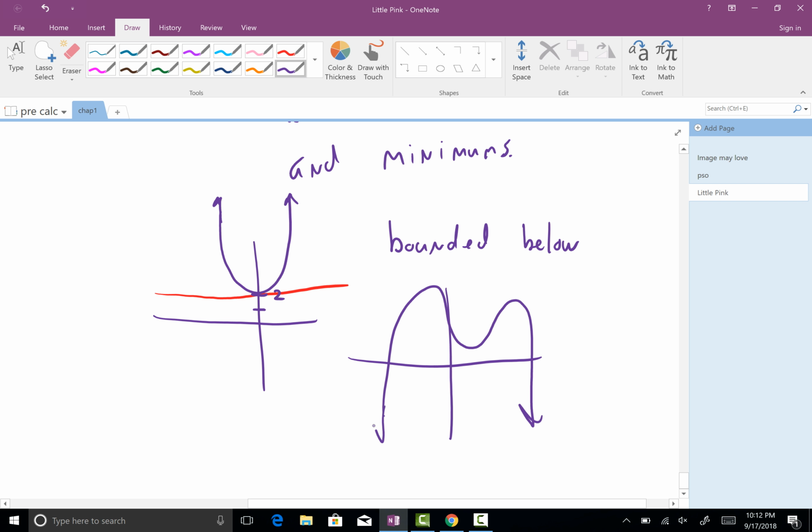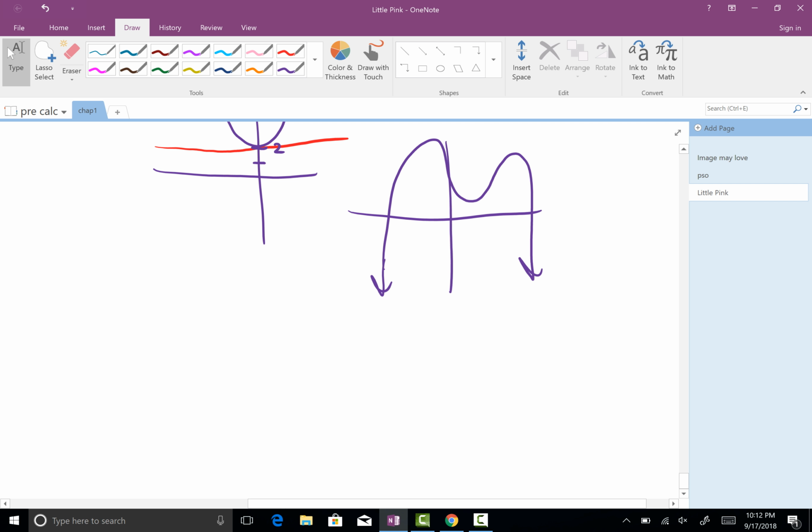Let's say we had one like this. Okay, in this case, we'd say it's bounded above because this is the highest point. Okay, it doesn't go higher than that. It's going down afterwards. So we would say this one's bounded above. All right, so we have bounded below and we have bounded above.